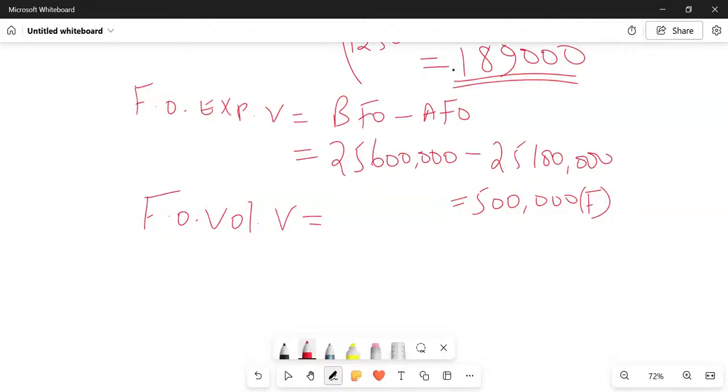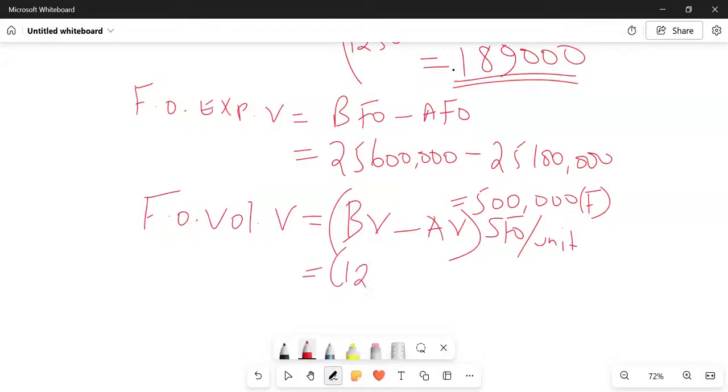All right. So fixed overhead volume variance is budgeted volume minus actual volume, multiplied by standard fixed overheads per unit. Do we have the budgeted volume? It is 12,500. Actual is 11,700. Do we know the standard fixed overheads per unit?